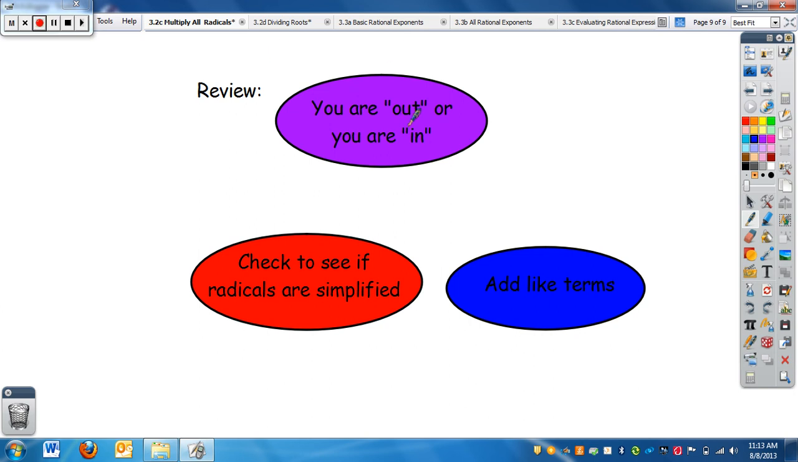Alright, so just to review, remember you're either out or you're in. You're either outside of jail or you're inside of jail when you're multiplying together. So if they're both out, you can multiply them together. If they're both in, you can multiply together, but you cannot combine the two. Check to make sure all your radicals are simplified before you're done with the problem, like we did in the last examples, and then add like terms if necessary.